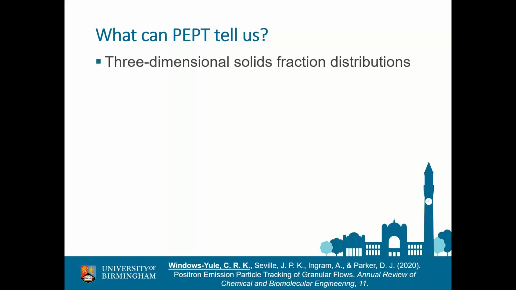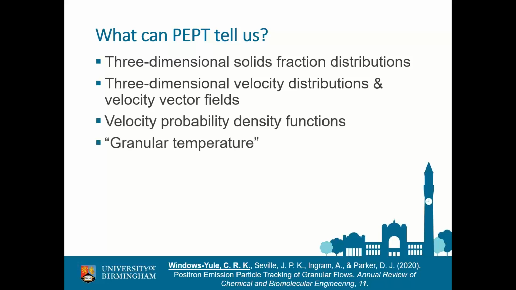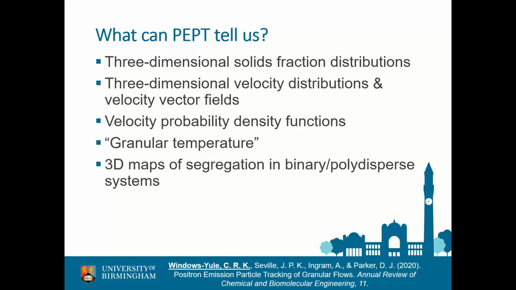Well, we've seen that it can show us solids fraction distributions, residence time distributions, three-dimensional velocity distributions, velocity vector fields, velocity PDFs, and the granular temperature, a measure of the turbulence within the system. If we've got binary or polydispersed systems like the ones we're using at the moment, it can tell us whether one area is more occupied by one species, say our plastic, and another by another species, say our sand, and important questions like that.